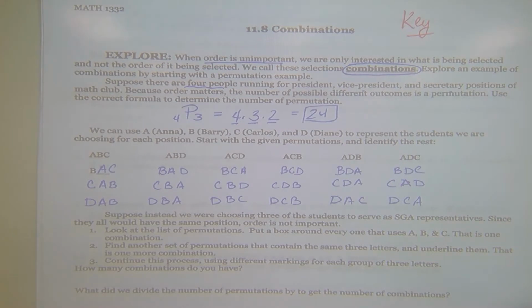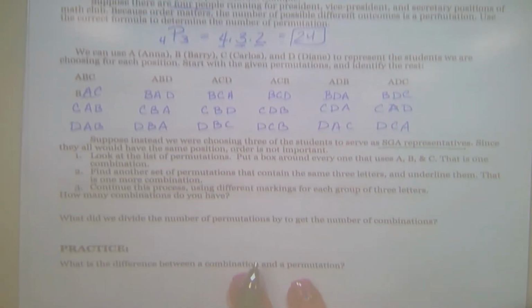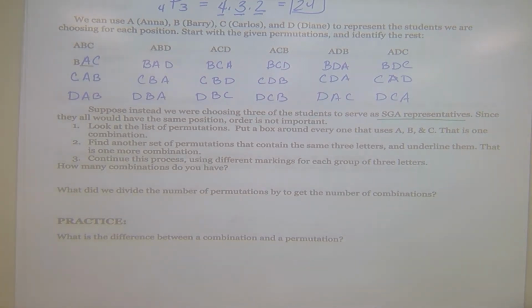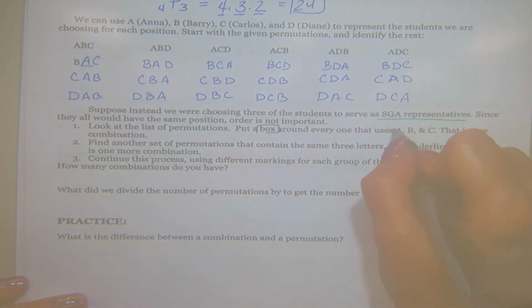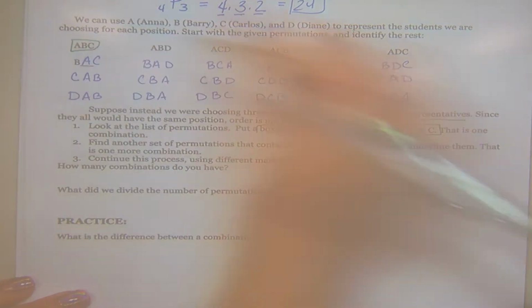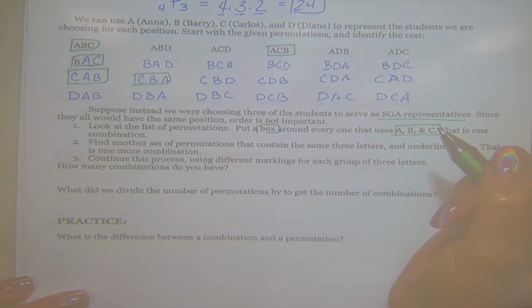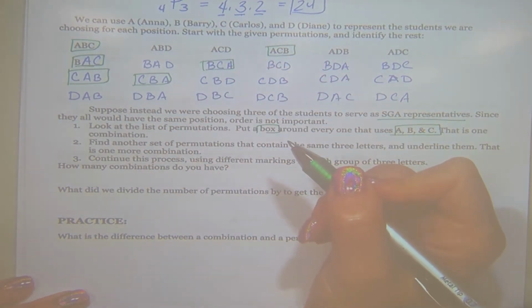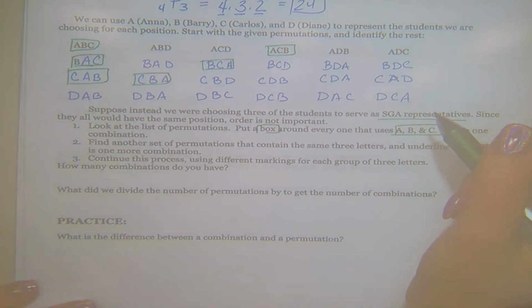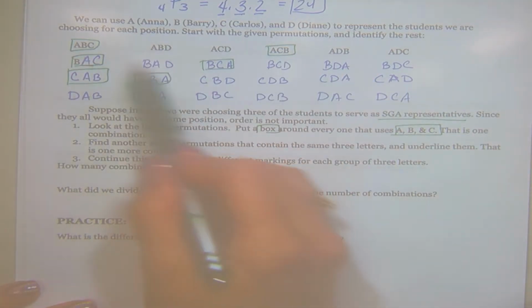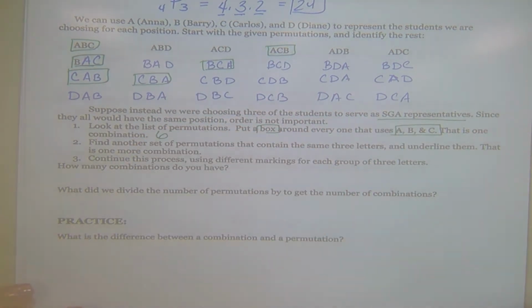Suppose instead of choosing officers, we're just picking SGA representatives. Well, SGA representatives all have the same position, so it doesn't matter which order they get picked in. If they're picked, they're picked. So let's look at the list of permutations. Put a box around every one that includes ABC. So ABC, box it. Doesn't matter what order, remember, because they're just being picked to be student government representatives. So I've got 1, 2, 3, 4, 5, 6 different arrangements of Anna, Barry, and Carlos. Okay, so now let's pick another combination of people.